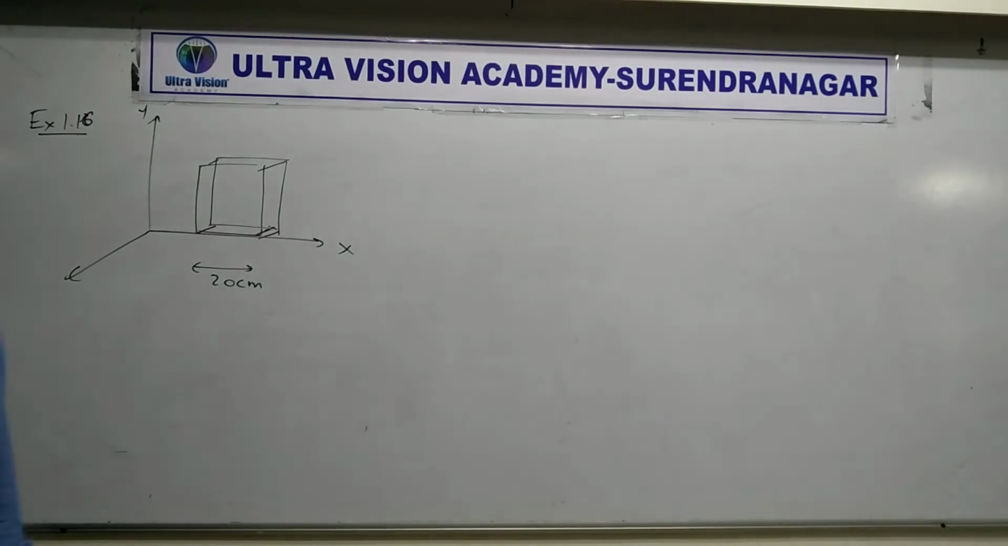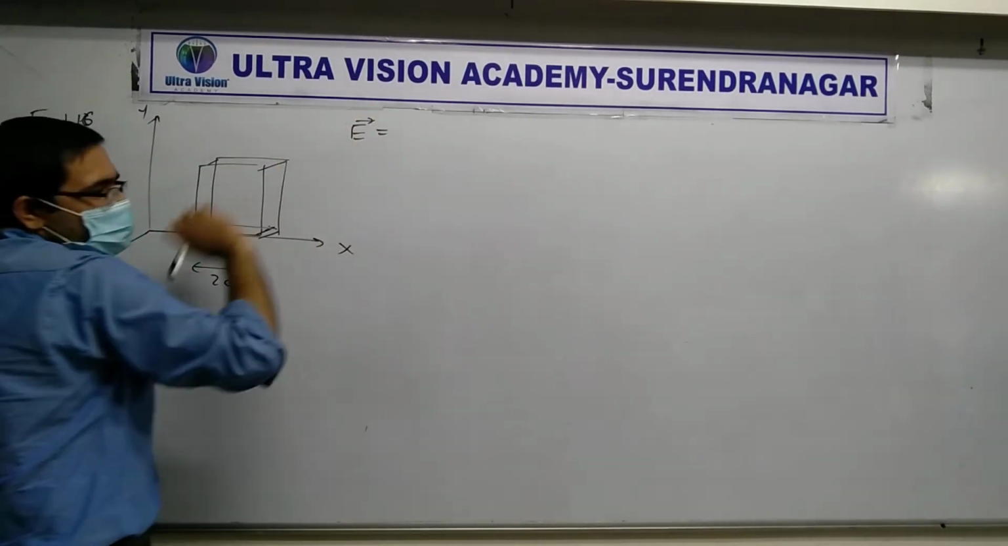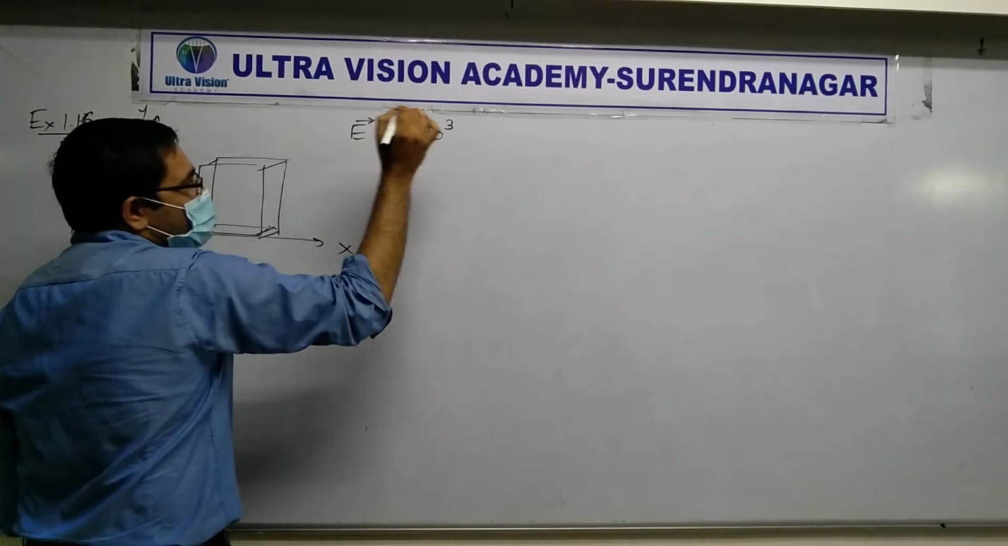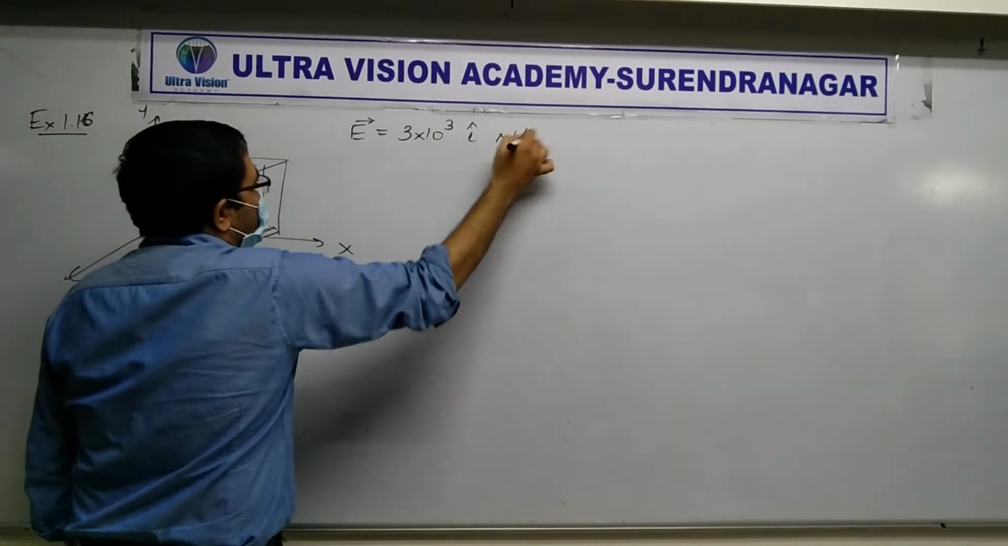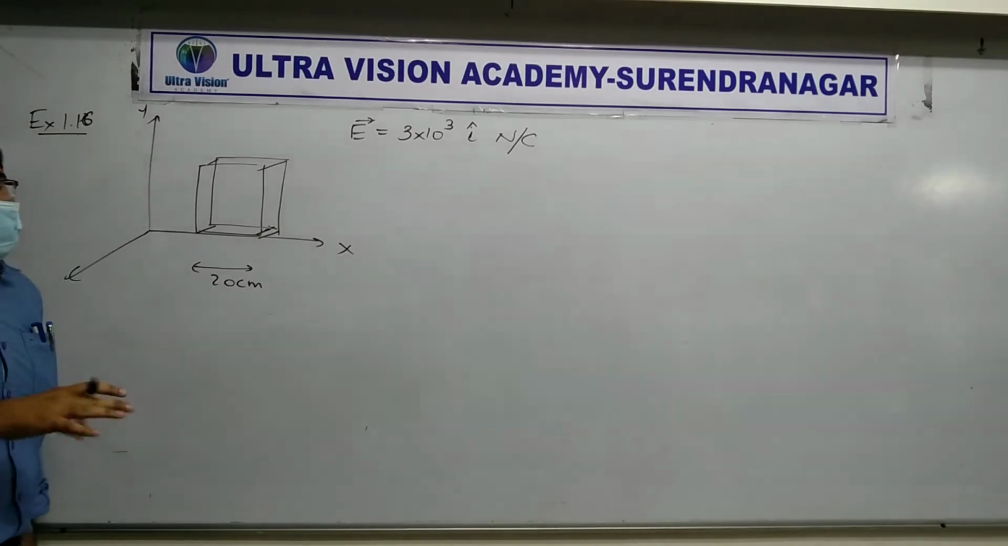Fine. Now, what's the question? Where is the electric field? Is the electric field given? Yes. How much? 3 into 10 raised to 3 Newton per coulomb. Alright? Okay. So this one is the electric field. In which direction? Positive X, that is the right side. Okay. Is this uniform or not?